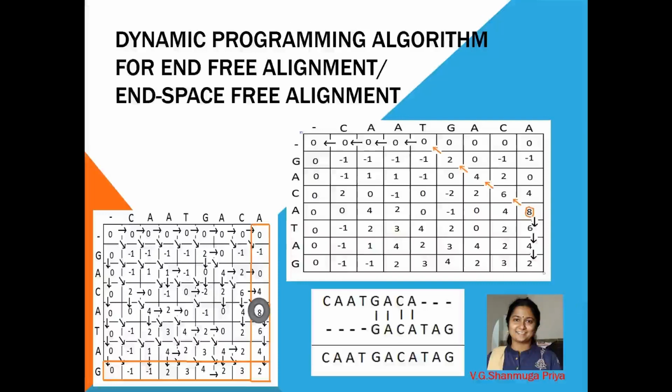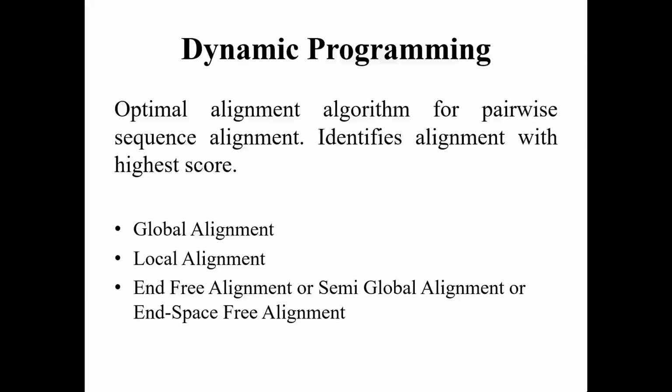Today we will be seeing the dynamic programming algorithm for end-free alignment. Dynamic programming is an optimal alignment algorithm for pairwise sequence alignment as it identifies the alignment with the highest score. Using this algorithm, we can do global alignment, local sequence alignment, and end-free alignment or semi-global alignment.